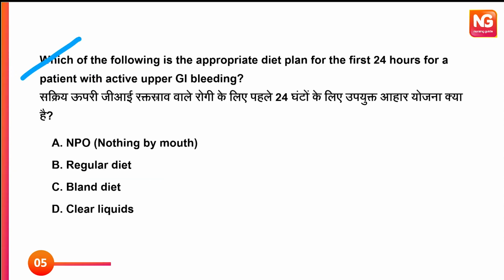Next, which of the following is the appropriate diet plan for the first 24 hours for a patient with active upper GI bleeding? Option A NPO nothing by mouth, option B regular diet, option C bland diet, option D clear liquid. And the correct answer is NPO nothing by mouth. It is the appropriate diet plan for the first 24 hours for a patient with active upper gastrointestinal bleeding.